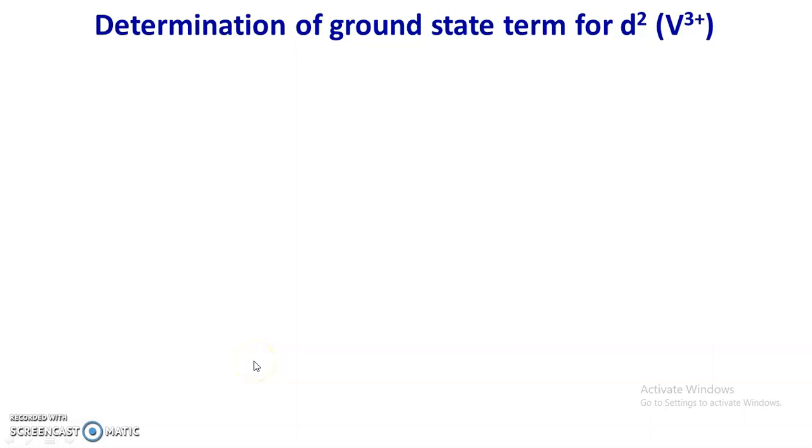Welcome to the online lecture series in inorganic chemistry, and we are discussing the electronic spectra of complexes. In this video we are going to discuss the determination of the ground state term for the d2 configuration, that is vanadium 3+. For vanadium 3+ or the d2 configuration, the number of microstates is equal to 45, that we have seen in an earlier video.